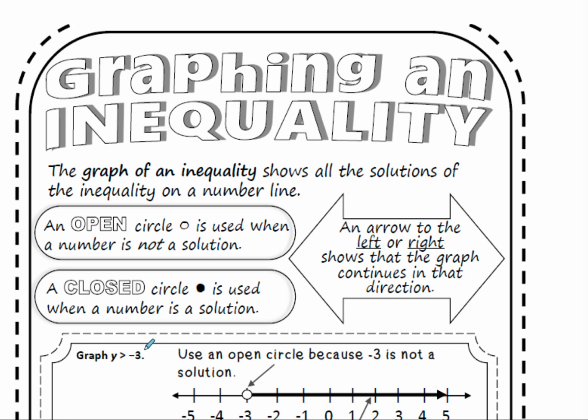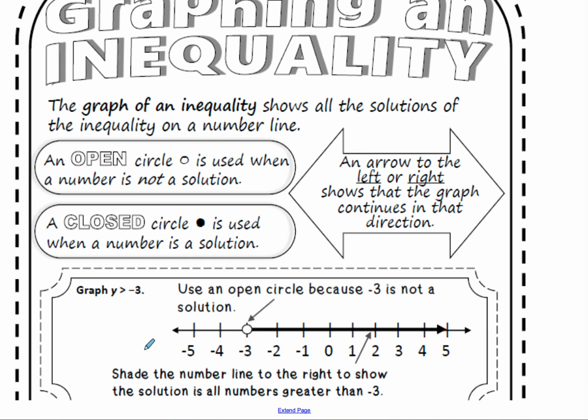So for this one down here, it says graph y is greater than negative 3. You would use an open circle because negative 3 is not a solution. Negative 3 is not greater than negative 3. However, if we pick one of these other numbers, like say 0, and we put it in for y, it would be true. 0 is greater than negative 3. 2 is greater than negative 3. Those numbers are all solutions, so we shade right on top of that line there. That's because all of these numbers are greater than negative 3.